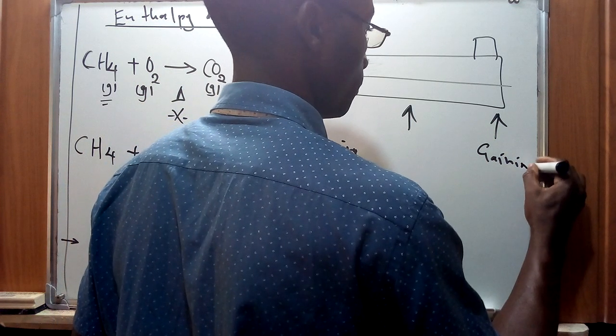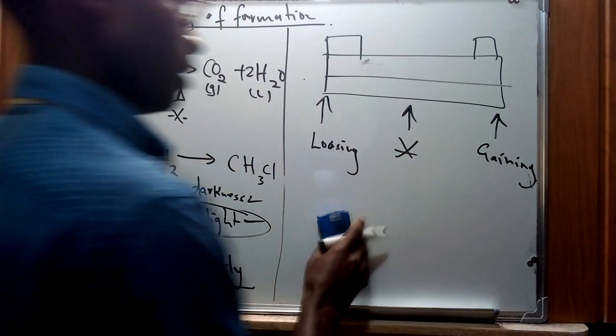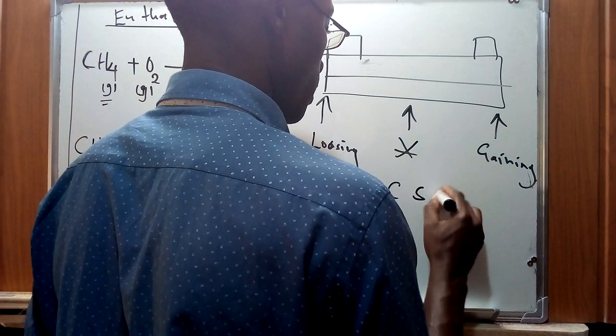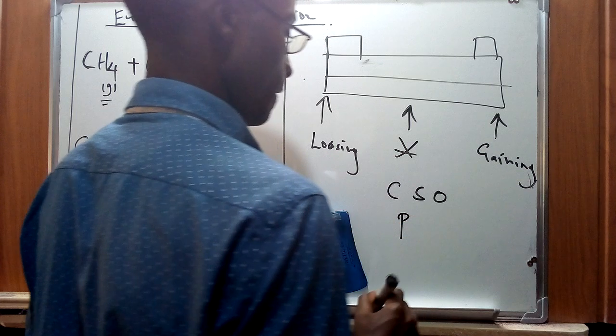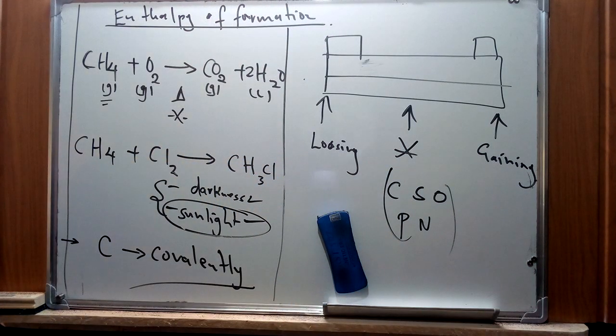Gaining electrons. And there are some elements which are in between, like carbon, sulfur, oxygen, phosphorus, perhaps nitrogen, which are in between here. So those particular species of atoms will prefer to do covalent bonding with other elements in order to form stable compounds instead of either losing or gaining electrons.